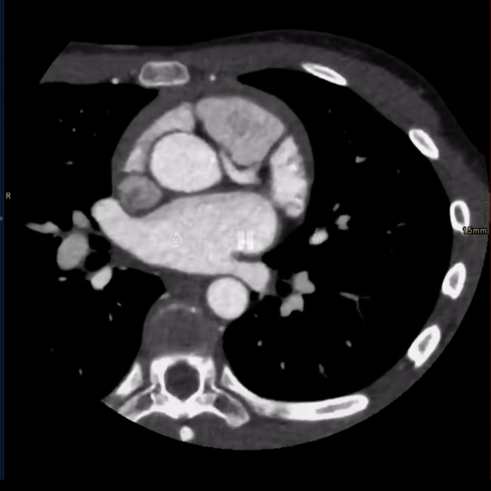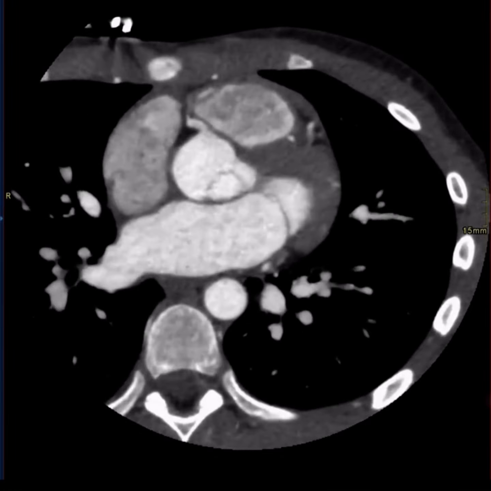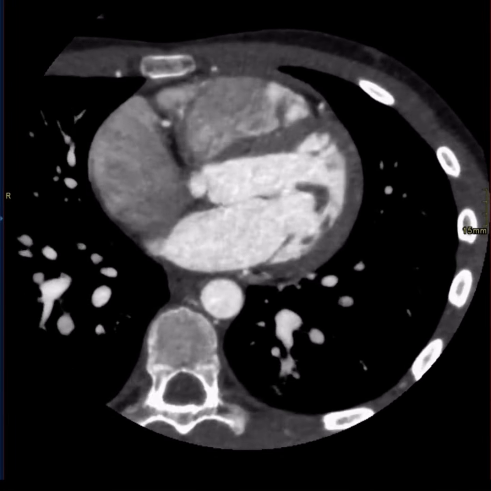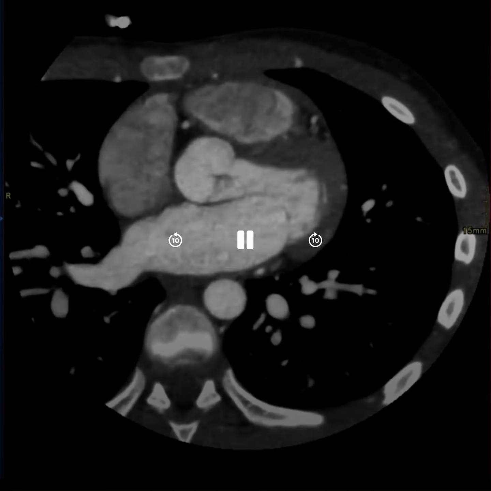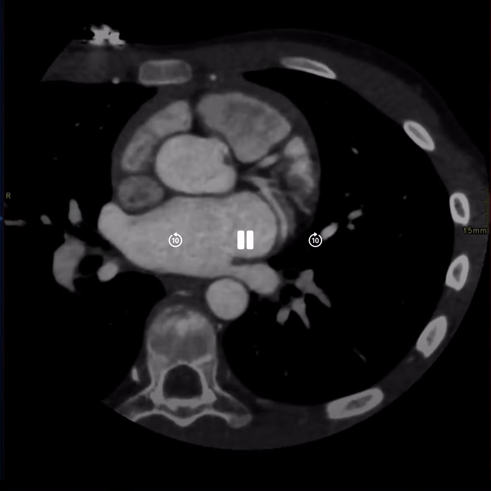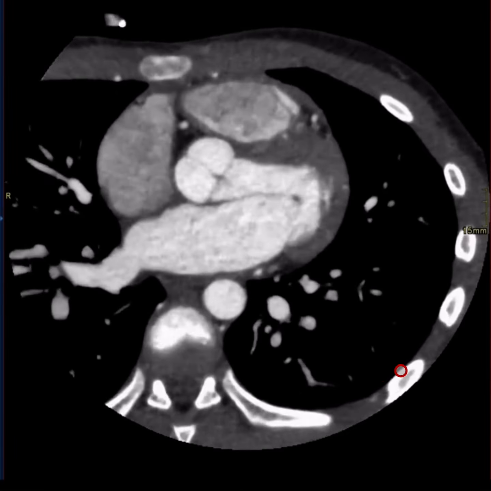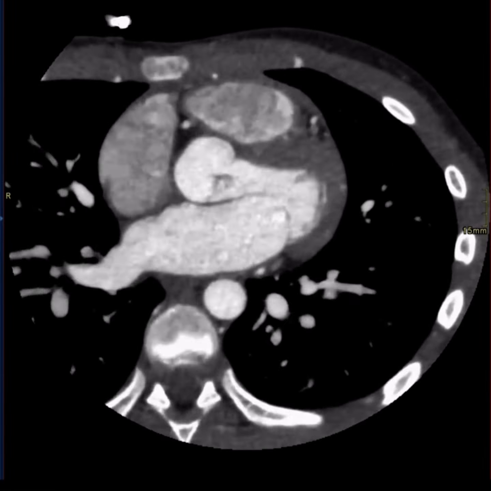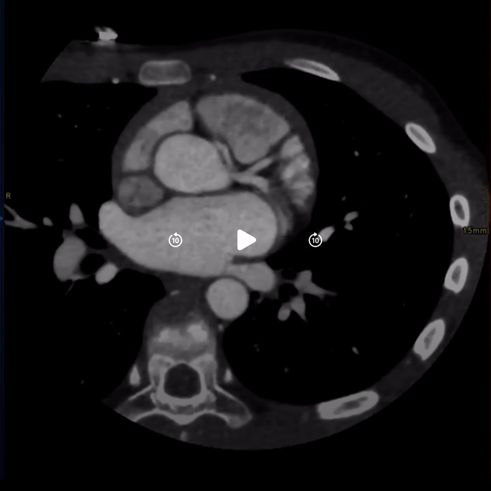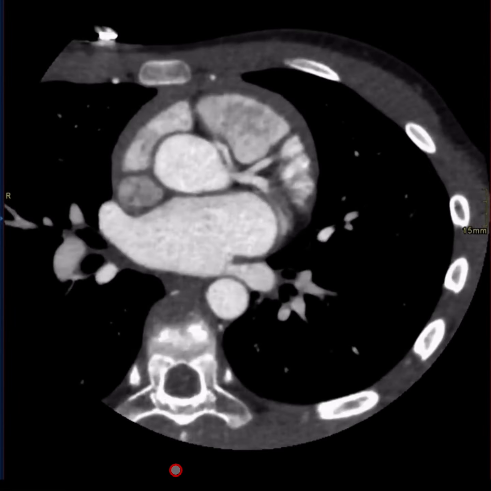I'll just replay that. And I'll replay it again. It's right at the beginning. And now I'll go to the slide where you can see it. This is perhaps the most key slide of this CT scan.